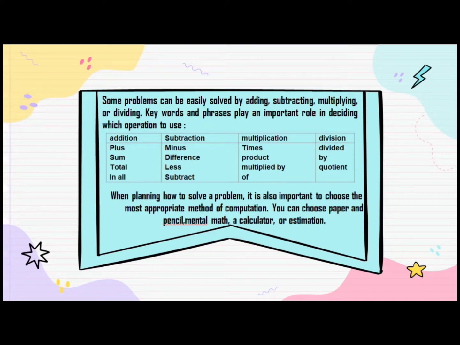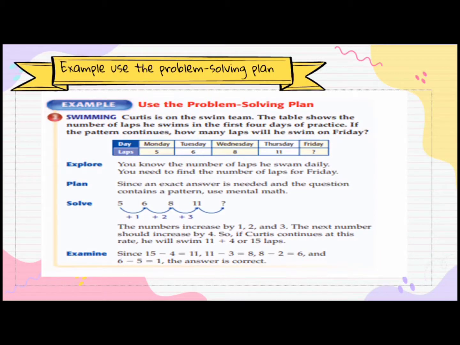When planning how to solve a problem, it is also important to choose the most appropriate method of computation. You can use paper and pencil, mental math, a calculator, or estimation. Example: use the problem solving plan.